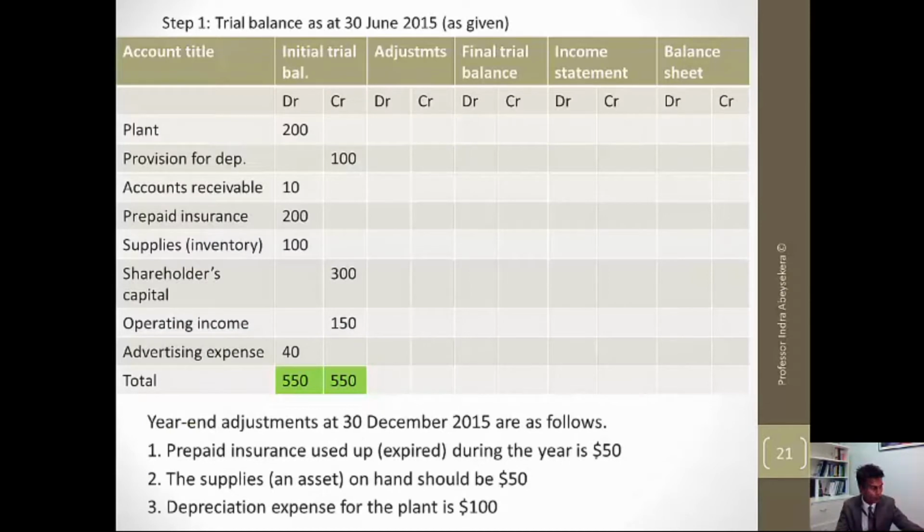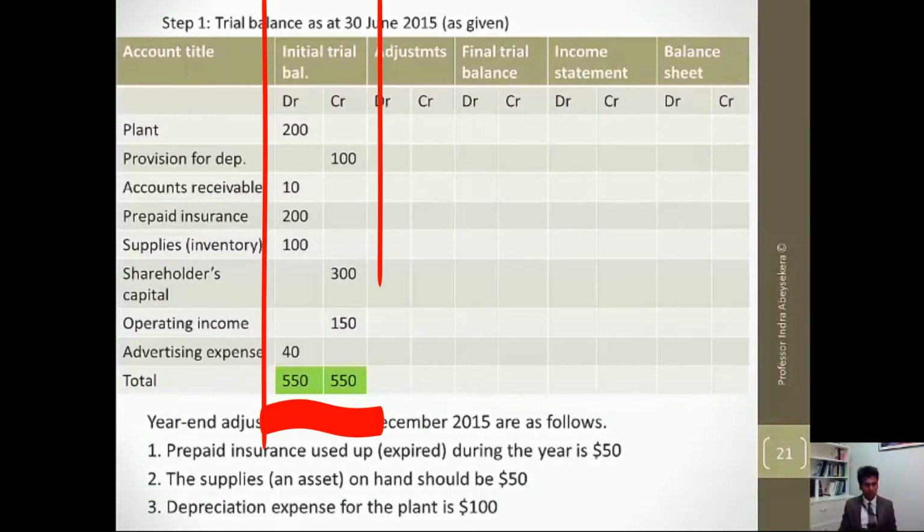Step 1. Get the trial balance at the reporting date. Make sure total debits equal total credits. 550 debits equal 550 credits.